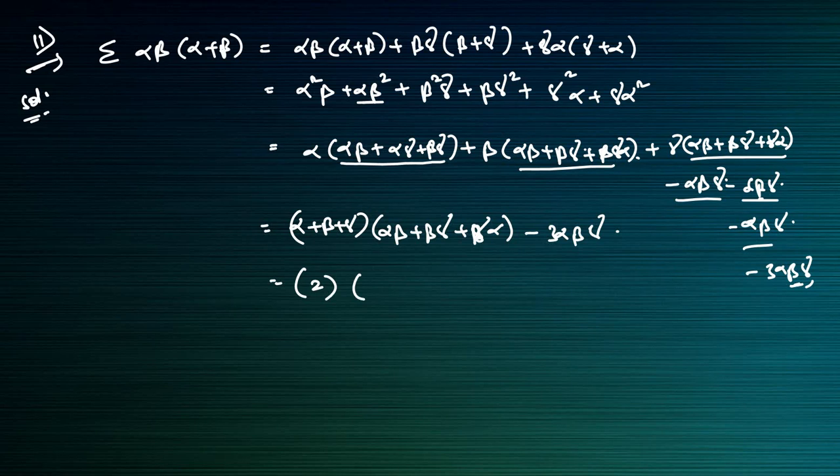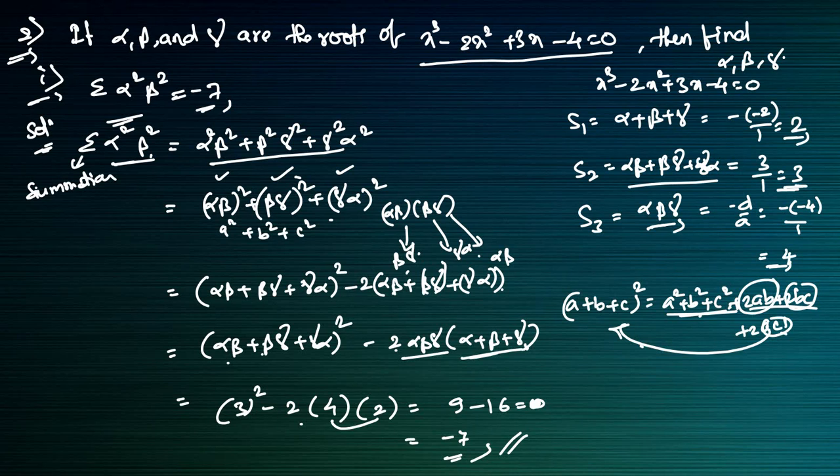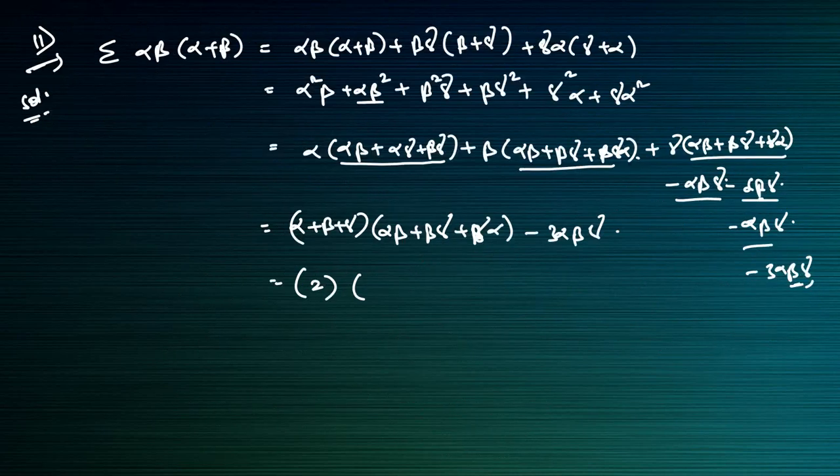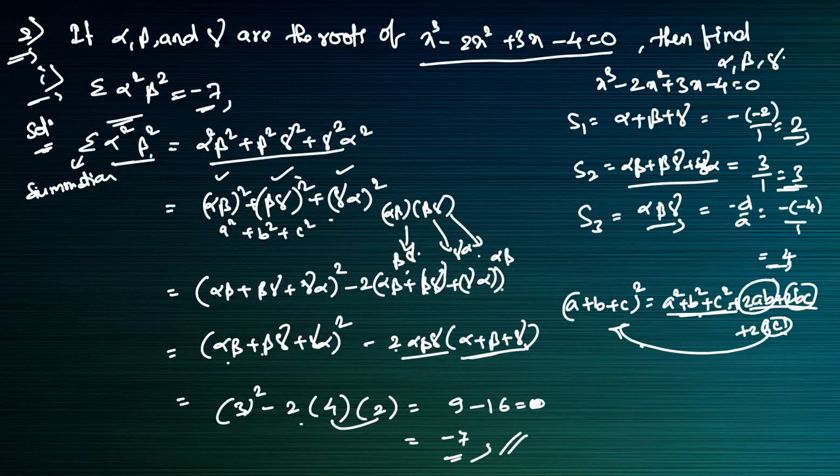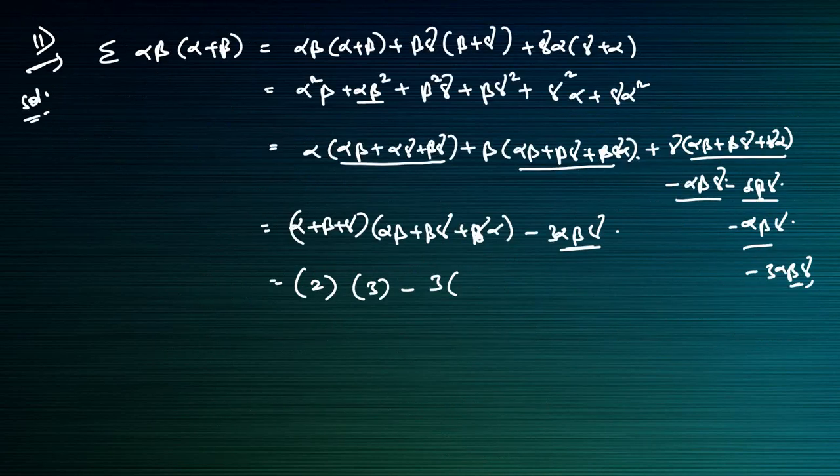So alpha beta plus beta gamma plus gamma alpha is equal to what we have got here, so this 3. Okay, so I will substitute 3 in this one, minus 3 into this alpha beta gamma is equal to how much we got here. From this second question, we got 4, so I will substitute 4 in that one, so it will become 3 into 4 is 12, 2 into 3 is 6, minus 12 is equal to minus 6 is the answer here, where the question is alpha beta into alpha plus beta is equal to minus 6 is the answer here.